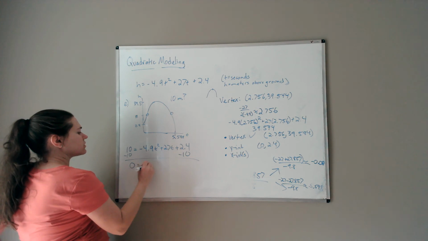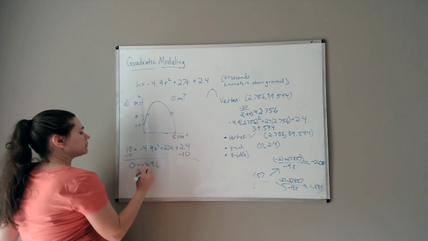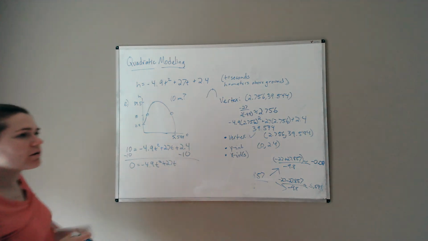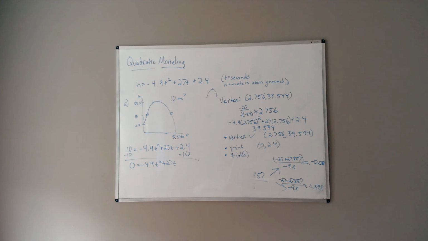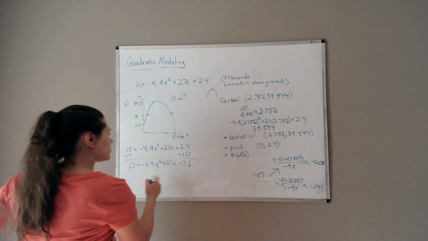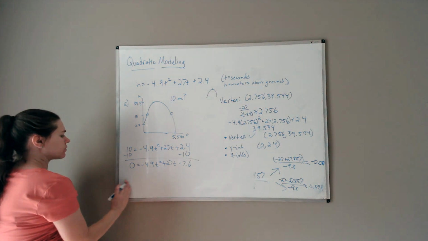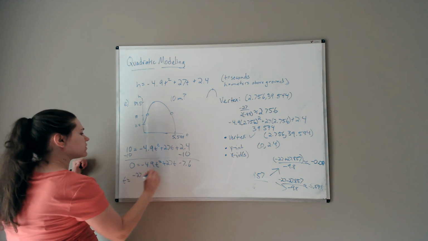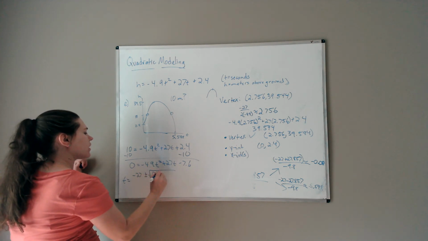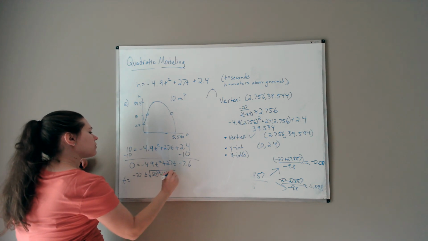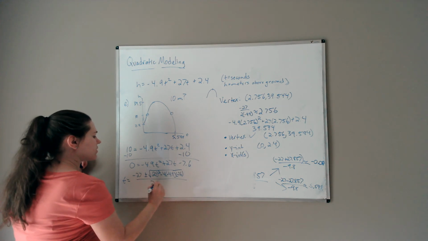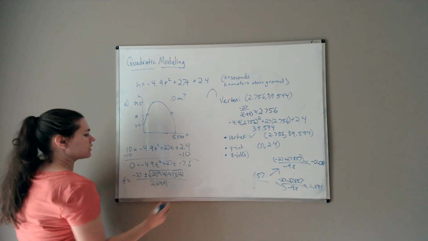So the first thing I'm going to have to do here is take away 10 from both sides. I get 0 equals negative 4.9t squared plus 27t, and then 2.4 minus 10 gives us negative 7.6, and now this is what we need to solve. So our times are going to be negative 27 plus or minus the square root of 27 squared minus 4 times negative 4.9 times negative 7.6, all over 2 times negative 4.9. Now we just got to clean this up.